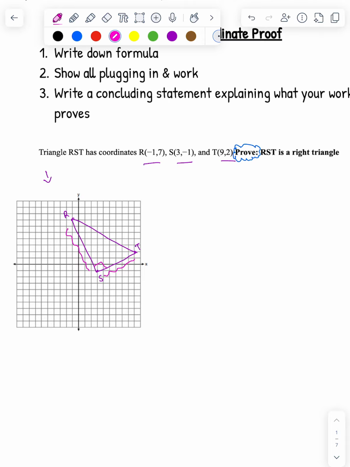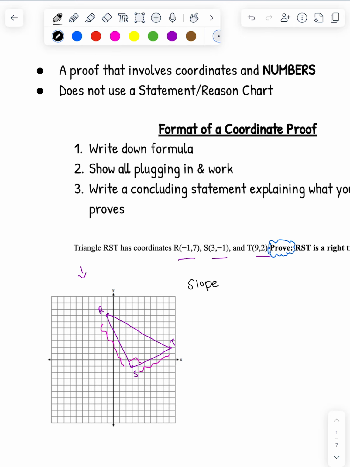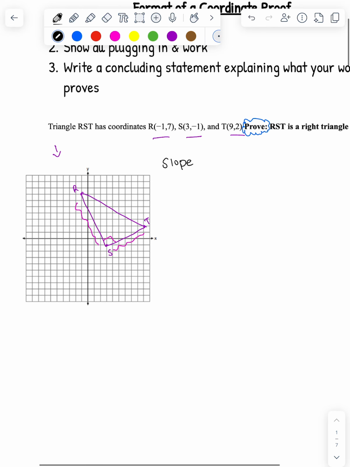So I'm thinking about what formula I can use to show perpendicular lines, and I'm thinking of slope. Slope is what comes to my mind. So I'm going to write over here that I'm going to find the slope of RS. Oops, sorry, my paper's moving everywhere. And I'm going to find the slope of ST, and I'm going to see if those two line segments are in fact perpendicular.